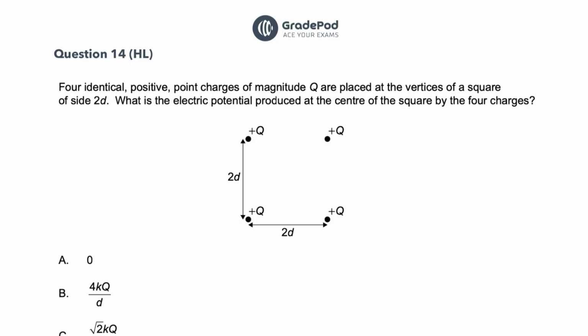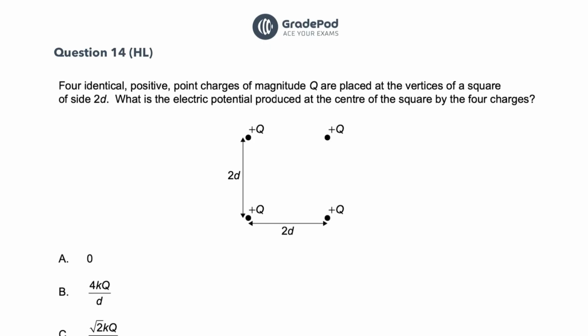Question 14. 4 identical positive point charges of magnitude Q are placed at the vertices of a square of side 2D. What is the electric potential produced at the centre of the square by the 4 charges? We want to find out what the potential here is. Potential is a scalar. You just add them up. You don't have to do any vector addition. So let's find what the potential due to 1 charge is at the centre. And to do that, we need to find the distance from here to there.